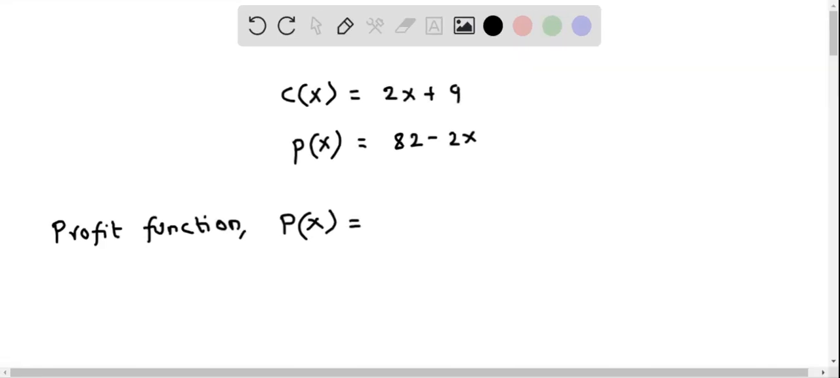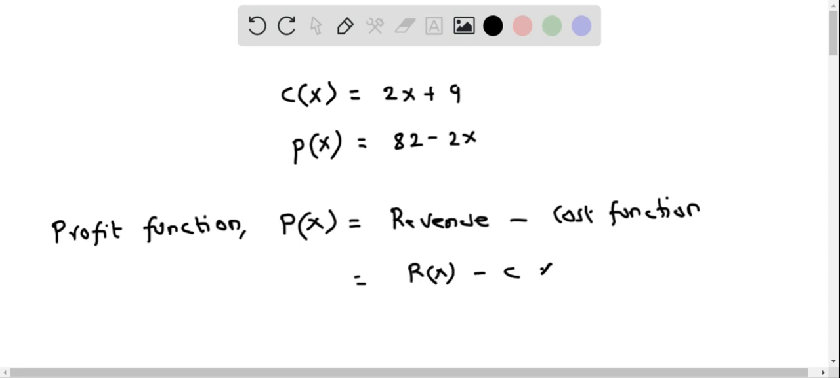Okay, first we determine the profit function. So we write the profit function P of x equals the revenue function minus the cost function. The revenue function is written as R of x, and the cost function is C of x. The revenue function is basically x times the price demand function. So we write x times P of x gives the revenue function, minus the cost function C of x.